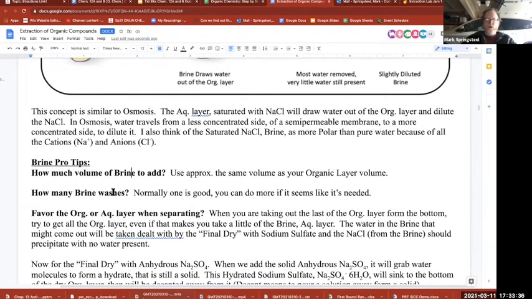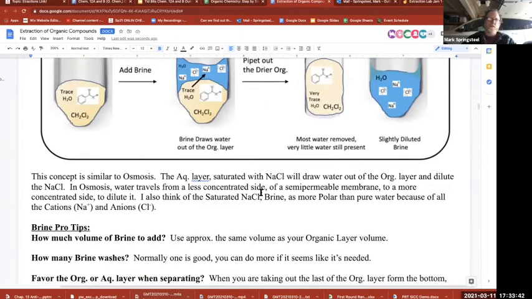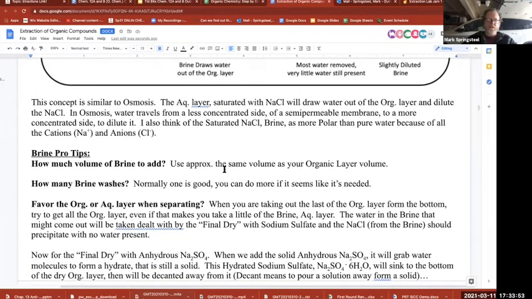And then how many brine washes? Normally one is enough. But if it looks like your organic layer is real cloudy, sometimes the bits of aqueous layer that are dissolved in the organic layer make it a little cloudy. And when you add the brine, it helps clear it up. But if you're not seeing that clearing, then you can try another brine.